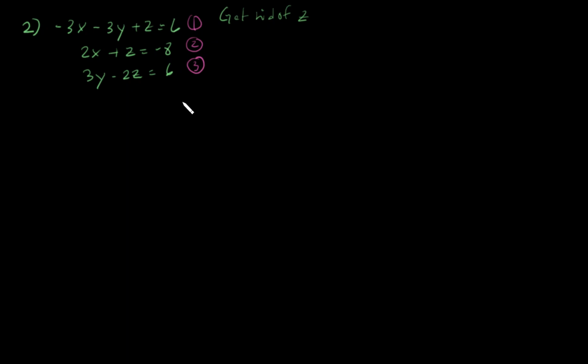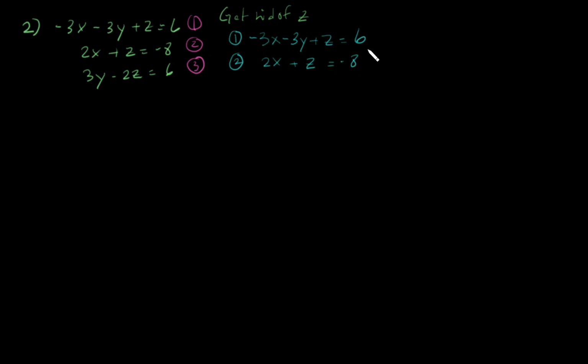Okay, once I do that, let's go ahead and pair 1 and 2 together. It doesn't really matter, but let's go ahead and pair 1. It's negative 3x minus 3y plus z equals 6. And then I'm going to go ahead and pair 2 together, and that's 2x plus z equals negative 8.